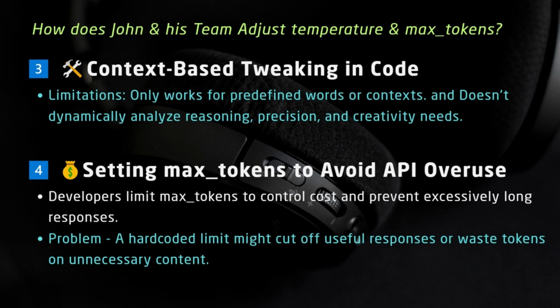Okay, so what if we tweak the response dynamically based on context? Sounds fancy, but here's the problem. It only works for words the developer predefines. If John didn't anticipate the exact phrase in advance, the AI is still guessing. And does it consider reasoning, precision, and creativity? No. It's like setting cruise control without a steering wheel.